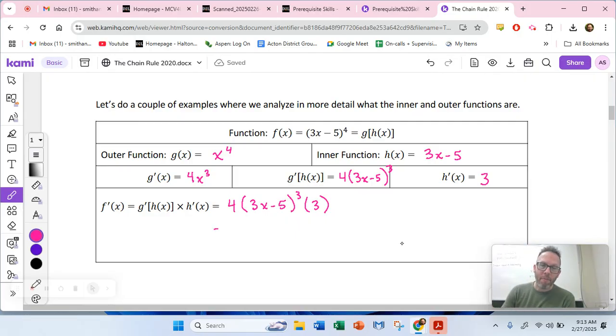We should probably just clean that up. 4 times 3 is 12. But we did it. We did our first example where we just kind of used the definition of the chain rule. But we just saw it's just the power rule, the power function rule.